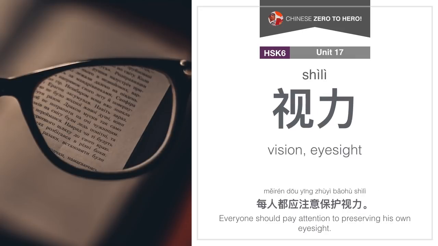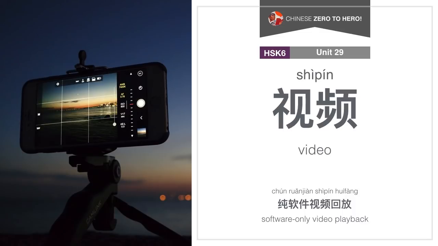In HSK 6, we also learn the word 视力, meaning vision or eyesight. 每人都应注意保护视力。Everyone should pay attention to preserving his own eyesight. In HSK 6, we also learn the word 视频, meaning video. 纯软件视频回放, software only video playback.